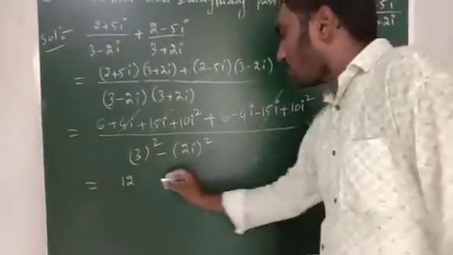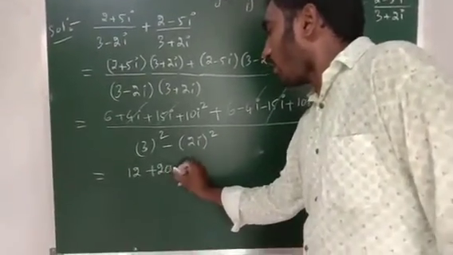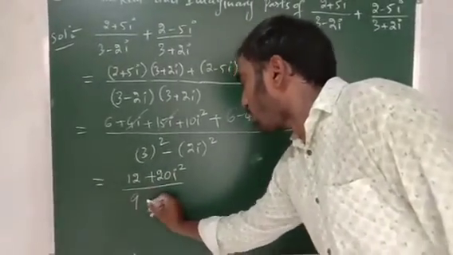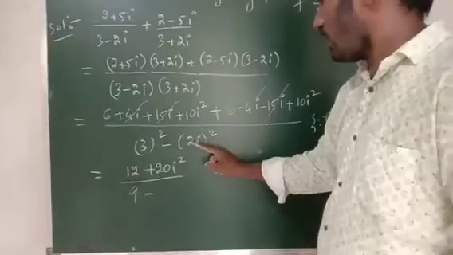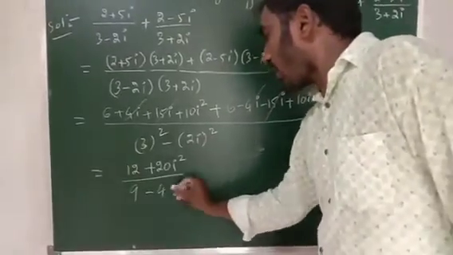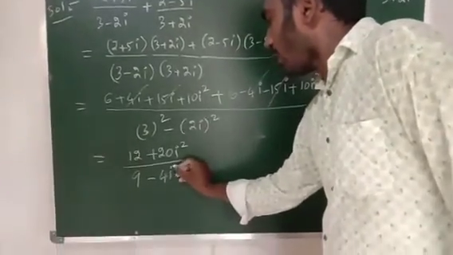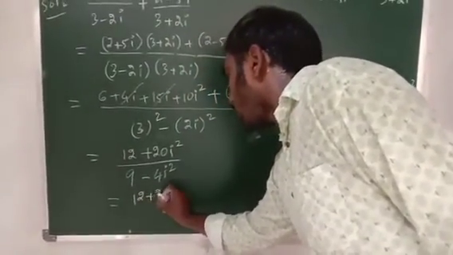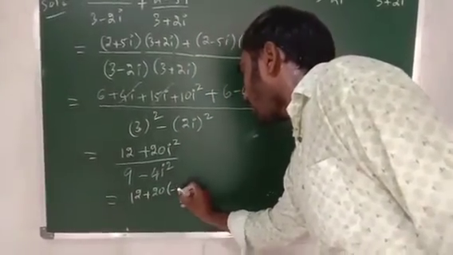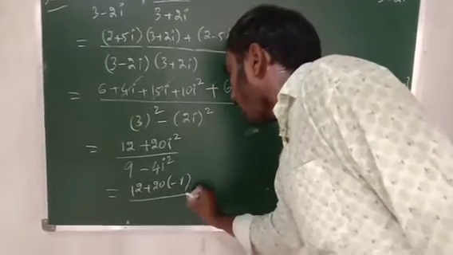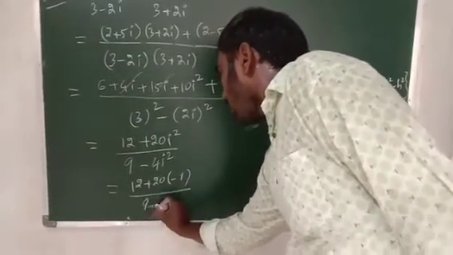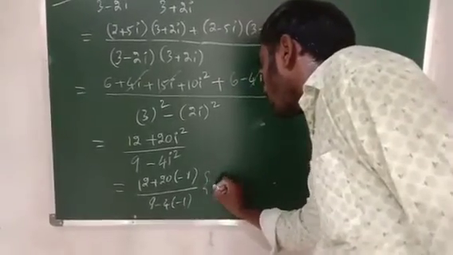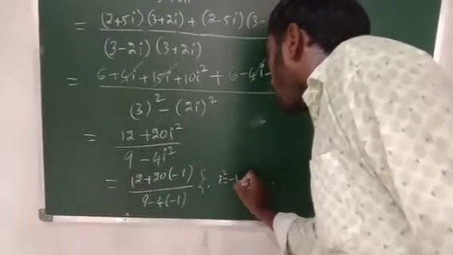Next, 10i square plus 10i square is 20i square, divided by 3 square, which is 9, minus 2i whole square. 2 square is 4 and i square, so 4i square. So this is equal to 12 plus 20 into i square value, which is minus 1, by 9 minus 4 into i square value, which is again minus 1, since i square equals minus 1.